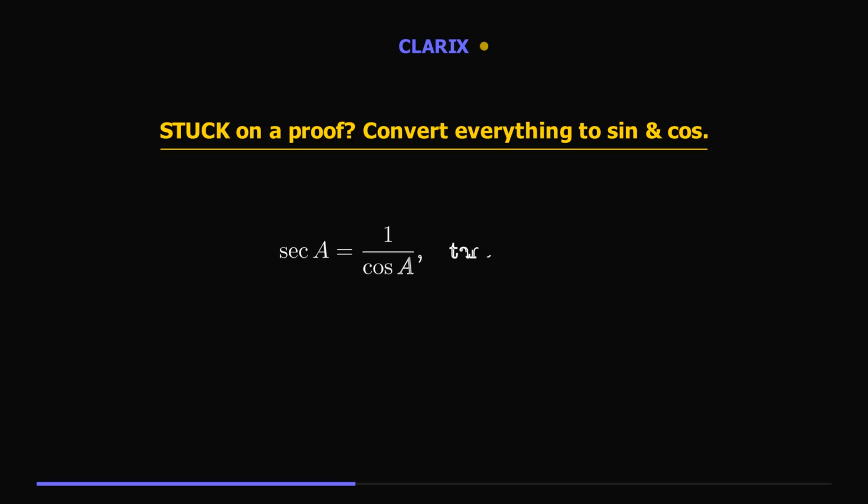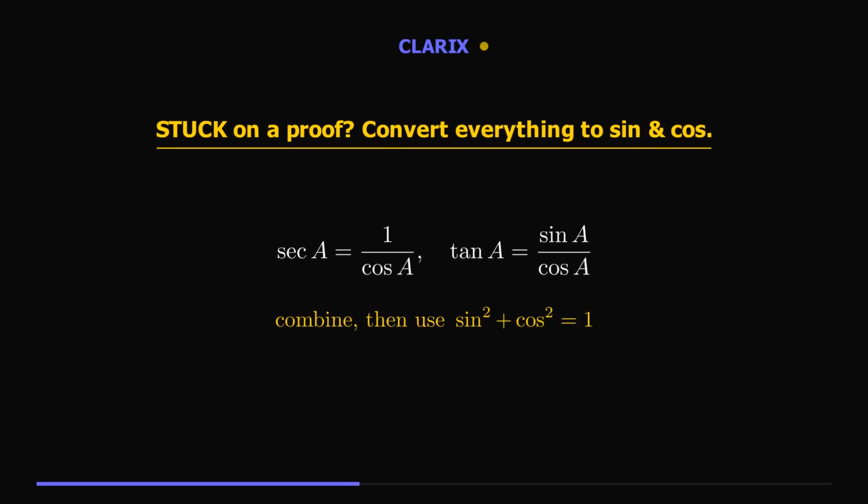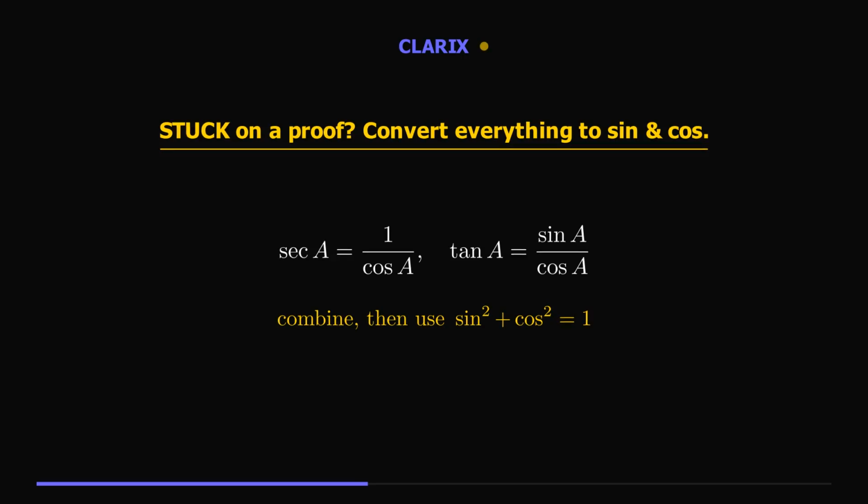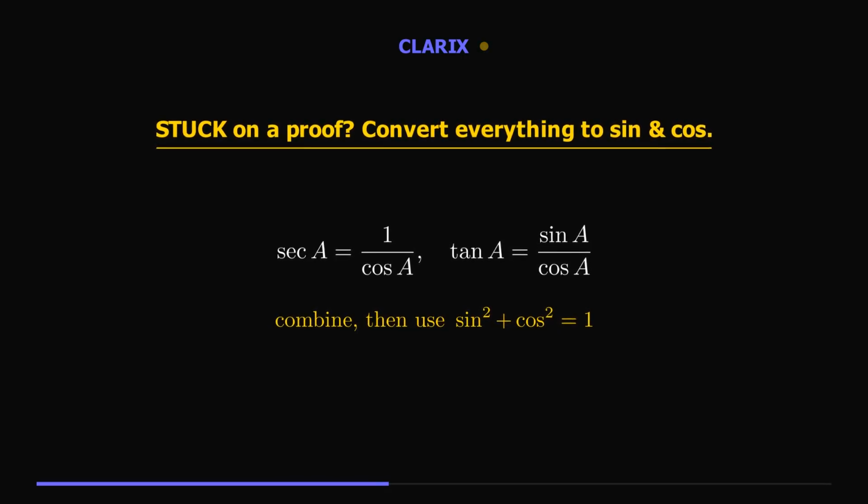Before we prove anything, here's the one strategy that rescues you when you're stuck on a proof. Convert everything to sine and cosine. Secant becomes 1 over cosine, tangent becomes sine over cosine, and so on. Once everything is in sine and cosine, you combine fractions and use sin² plus cos² equals 1. Nine times out of 10, that's the whole trick.